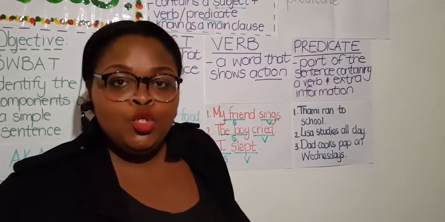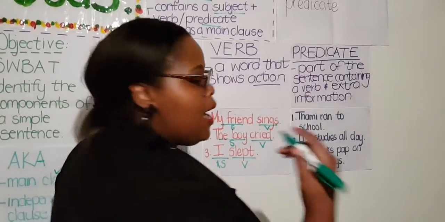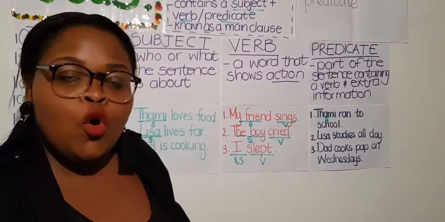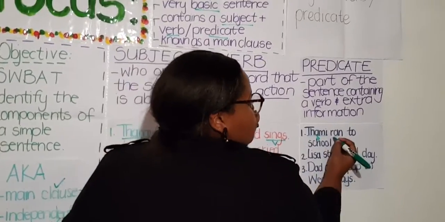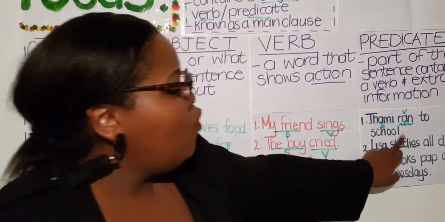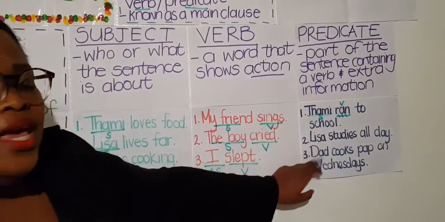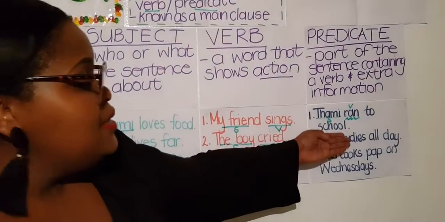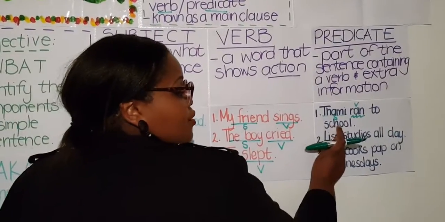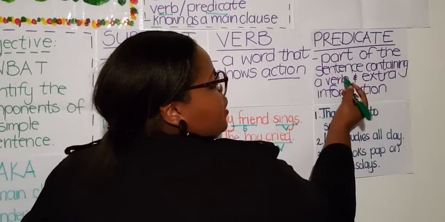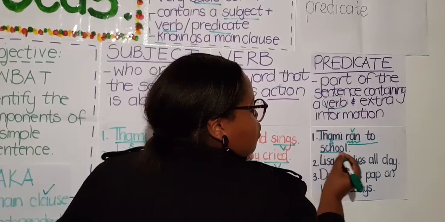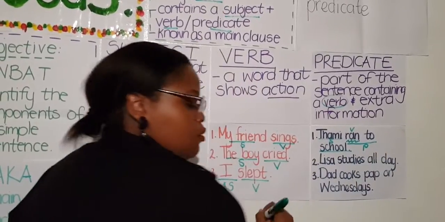Tammy ran to school. Who or what is the sentence about? Tammy. So Tammy is our subject. What is Tammy doing in that sentence, or what did Tammy do? Tammy ran. So ran is what? Our verb. Okay? But look, we still have all this other information. What is this information doing? It's giving us more information, okay? It's telling us where Tammy ran to, okay? So this information is the predicate. But remember, the predicate includes the verb as well. So ran to school is our predicate, okay?